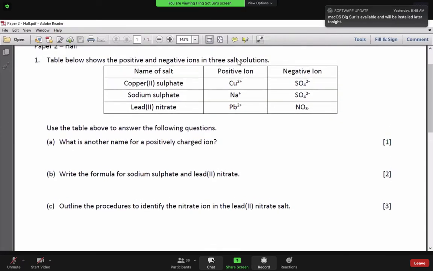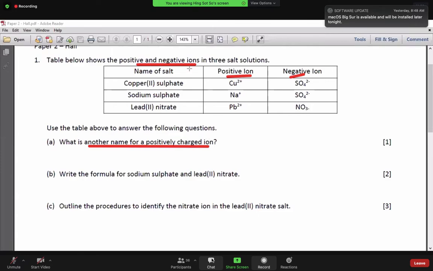So we should start with the first option. Okay, they say this table below shows the positive and negative ions, right? So they give positive and then they give us the negative, right? Okay, so this is the front part of the question. Then the question asks us, what is another name given for the positive charge ion?